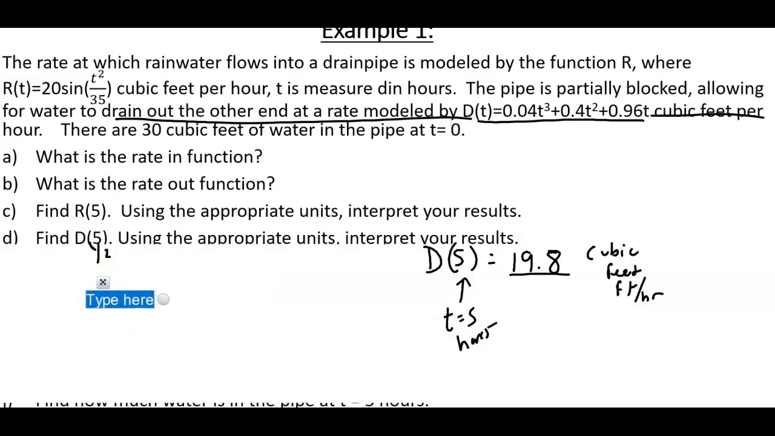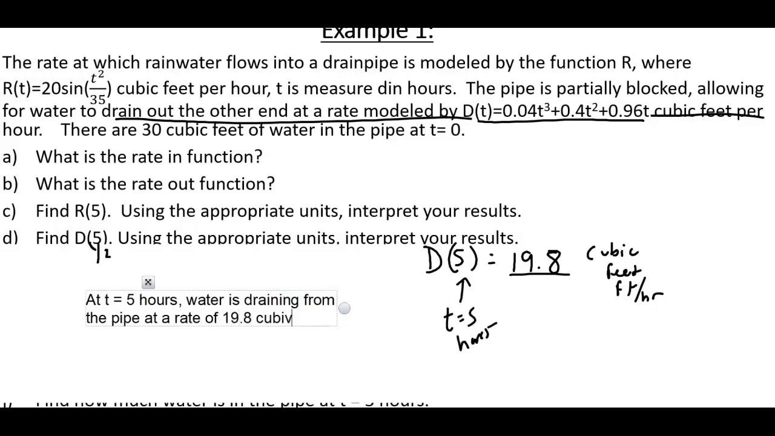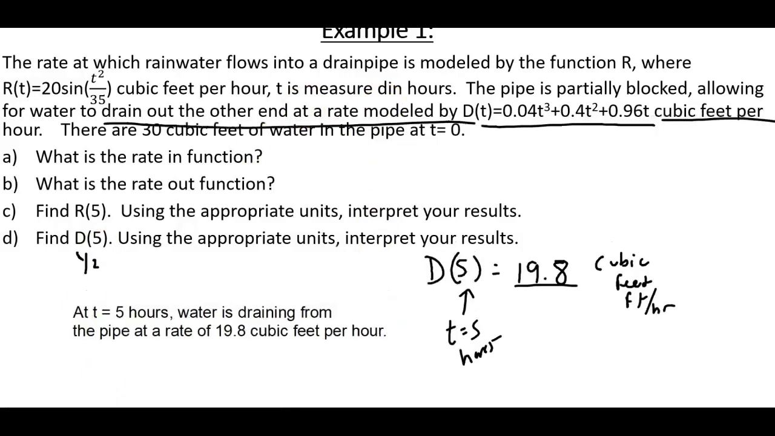So here we go. This means at t equals 5 hours, water is draining from the pipe at a rate of 19.8 cubic feet per hour. Got all three things in there: input and units, output and units, as well as the context of the story about water being in a pipe. All right, let's go ahead and move on to our next question.